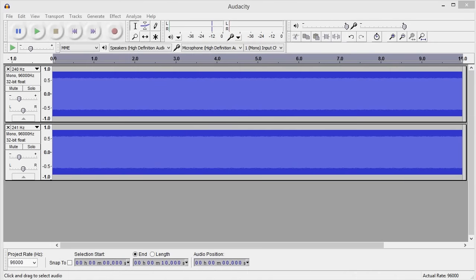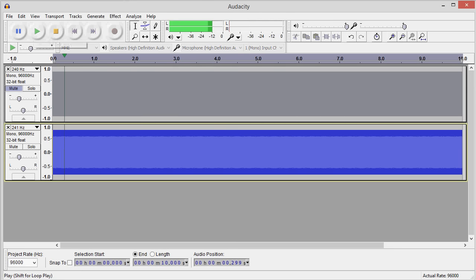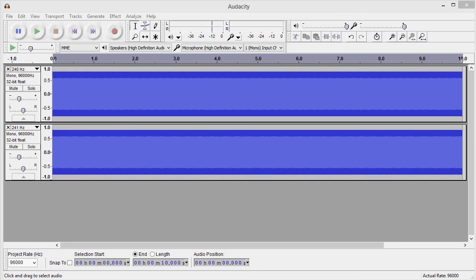For the first example, I've synthesized two tones, a 240 Hz tone and a 241 Hz tone. First, the 240 Hz tone. As you can hear, there is no apparent change in the pitch or volume of the tone. Next, the 241 Hz tone. Like the 240 Hz tone, there is no apparent change in pitch or volume.